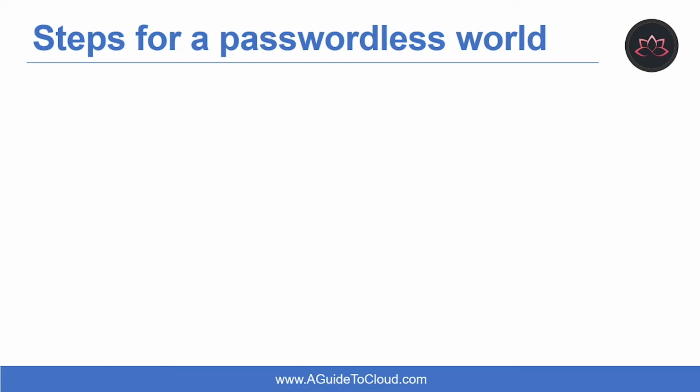So what are the steps you can take for a passwordless world? The first recommendation I can provide is you need to always think about enforcing multi-factor authentication. You can use Fast Identity Online, which is the FIDO 2.0 standard, so you can require a PIN and a biometric for authentication rather than a password. Windows Hello is one good example, but choose the MFA method that works for your organization.